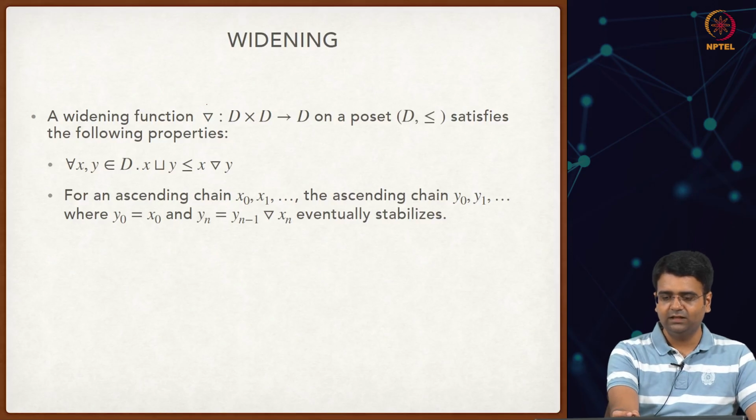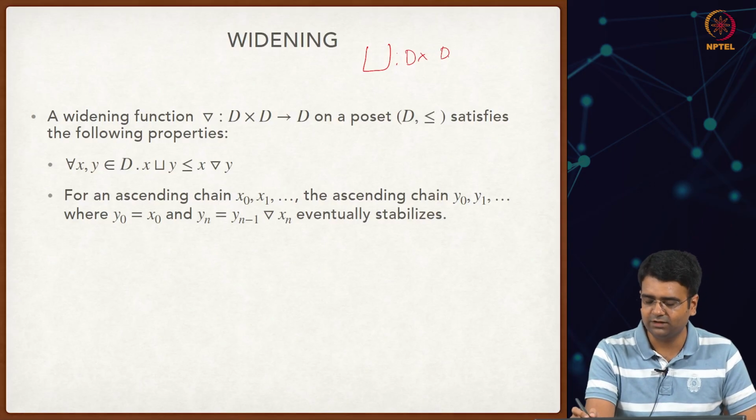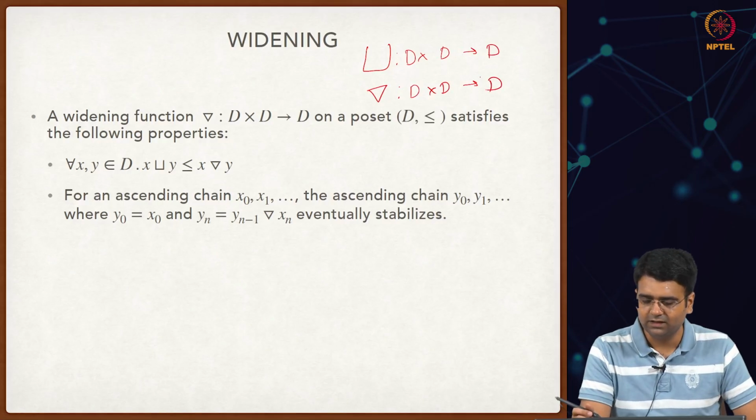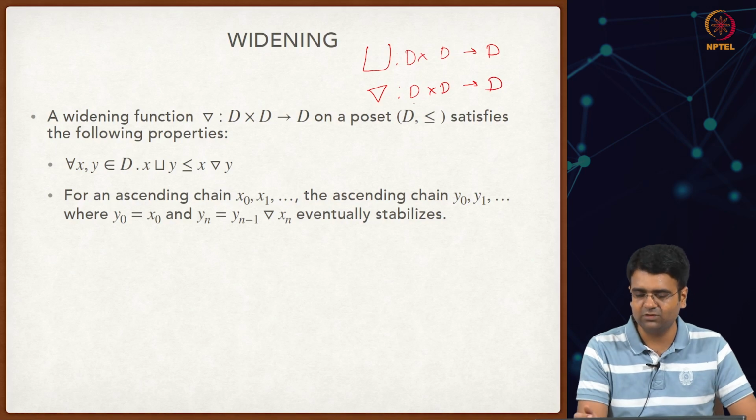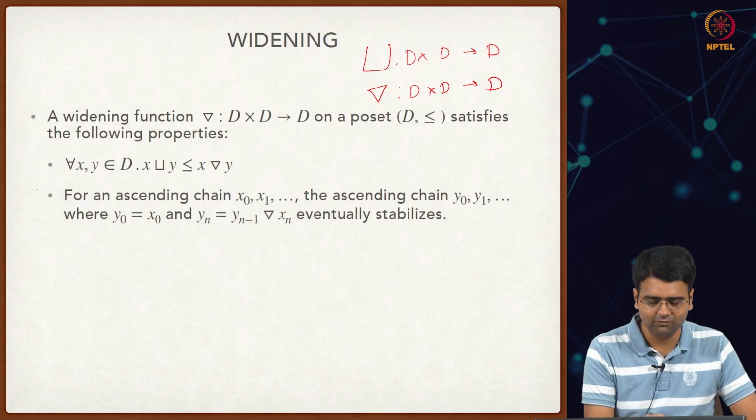You can intuitively think of this as a special form of join. Remember this join? Join is also a function. In general, pairwise join, the join of two elements, you can think of it as a function from D cross D to D. Similarly, this widening function is also a function from D cross D to D. So it takes as input two elements in the abstract domain and returns a new element, but it satisfies certain properties. So what are those two properties?